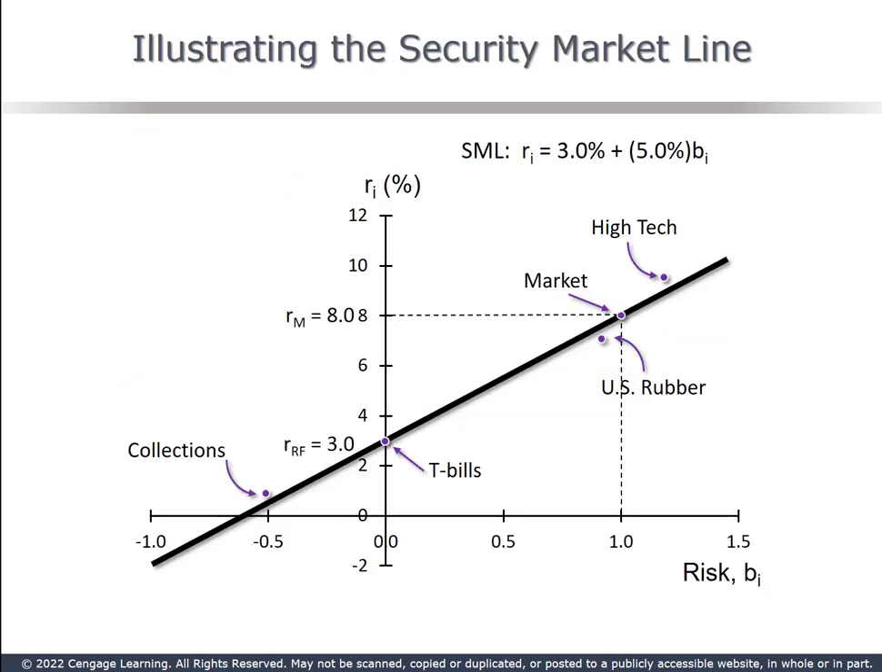Plotting these versus the security market line, we see high-tech and collections plot above the line, since they're expected to return more than required. U.S. Rubber plots below the line. So what will happen? Price pressure from trading will force high-tech and collections down and U.S. Rubber up until they all plot on the line.